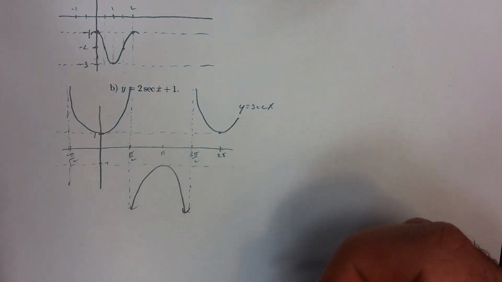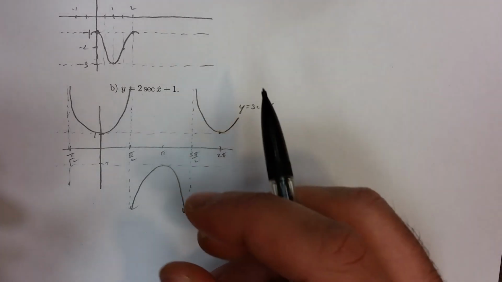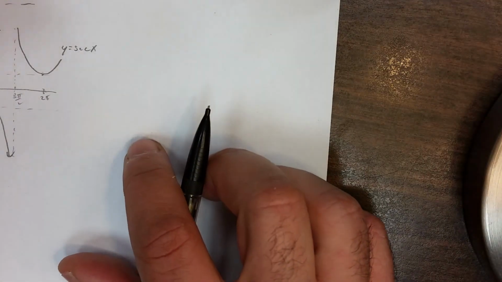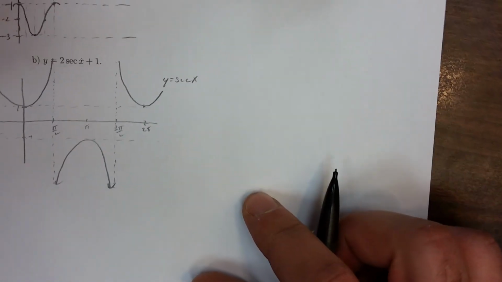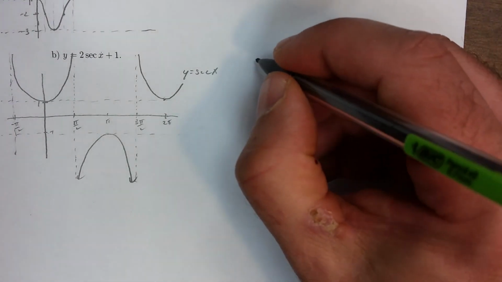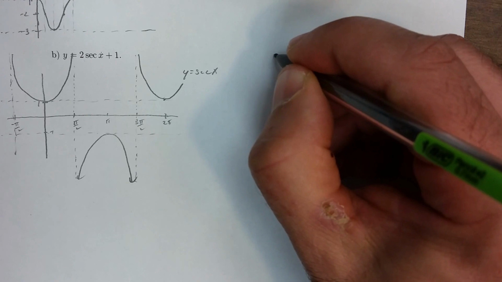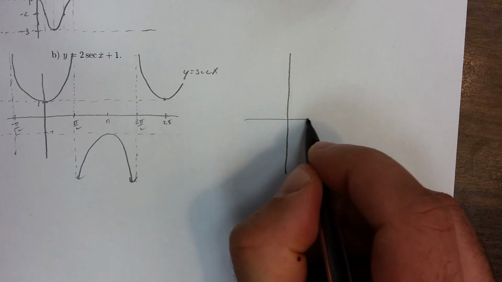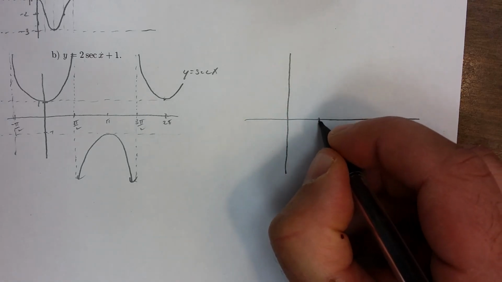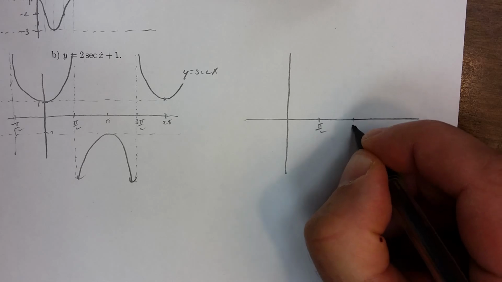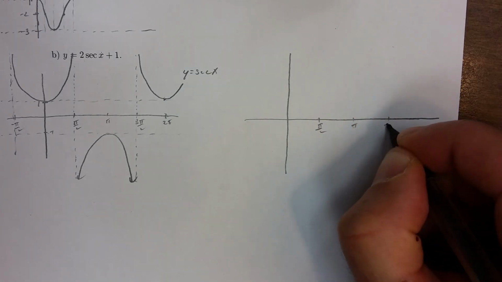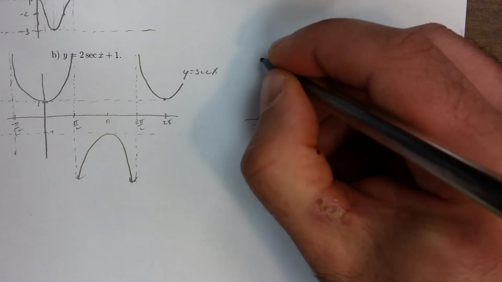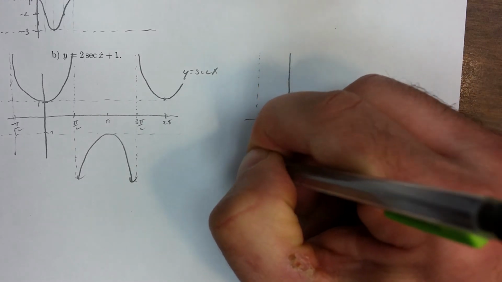Now for 2 secant x, so this was y equals secant x. For 2 secant x, we're going to take the whole thing and stretch it vertically. So let's see if we can do that. So pi over 2, pi, 3 pi over 2, 2 pi, minus pi over 2. We're not really playing with the vertical asymptotes at all.